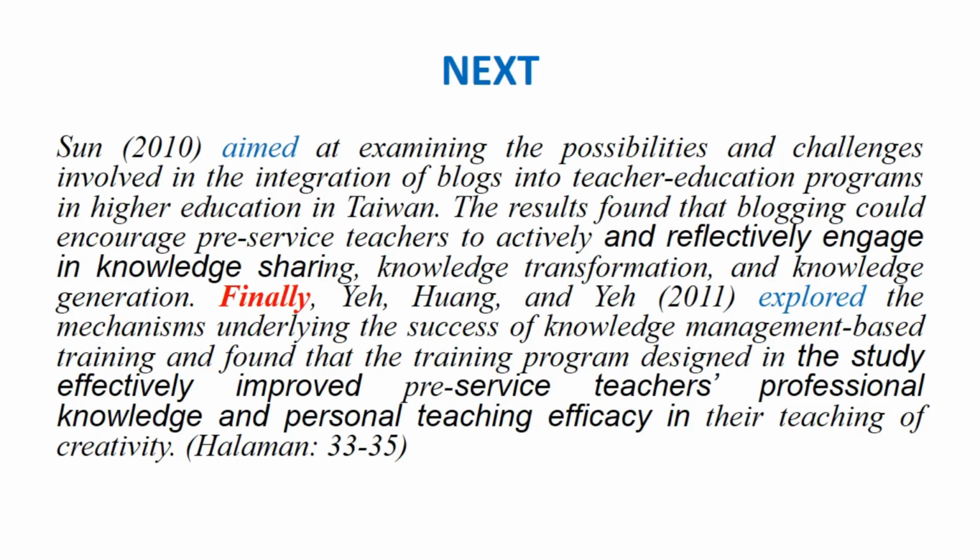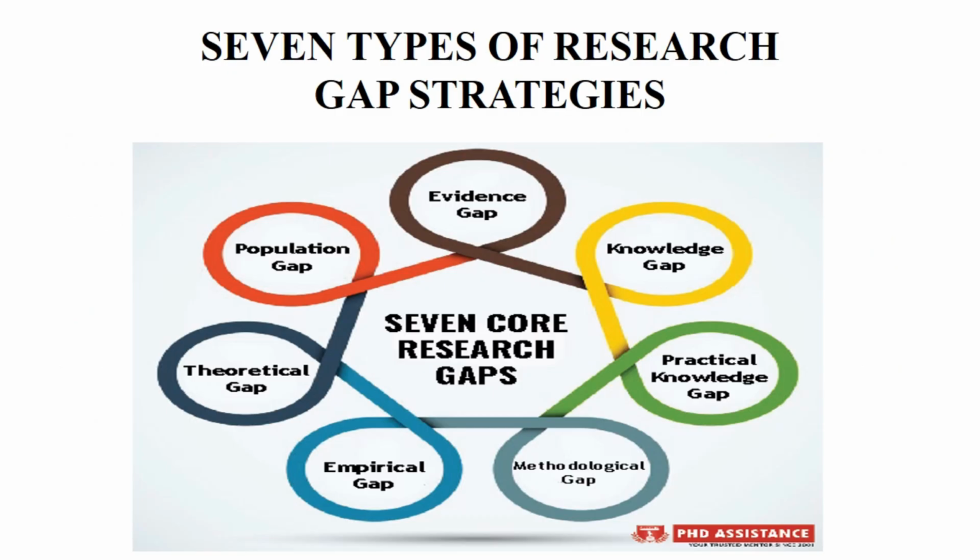So there are several ways of organizing the literature review, but the main purpose of the literature review is to show readers, or to convince readers, that there is a research gap from the available literature. And the research gap, there are 7 types of research gap from Miles.